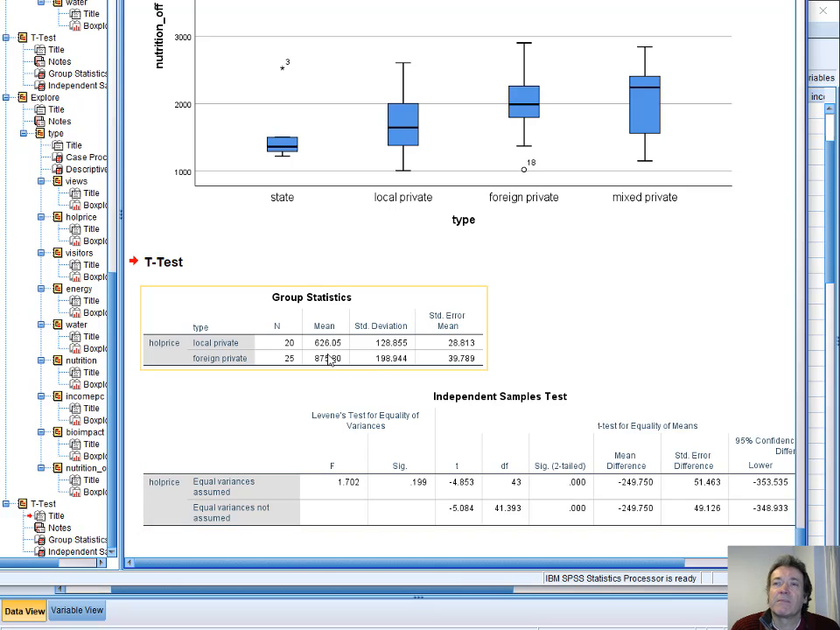There's the difference. So the null hypothesis would be the mean holiday price is the same for local private companies and foreign private companies in the population. If we make that assumption, this is telling us that the chance of getting that big a difference in the sample is 0. Whichever row we use, we should use the top row, but it's 0. It doesn't mean 0, it means less than 0.0005. In other words, it's very unlikely.